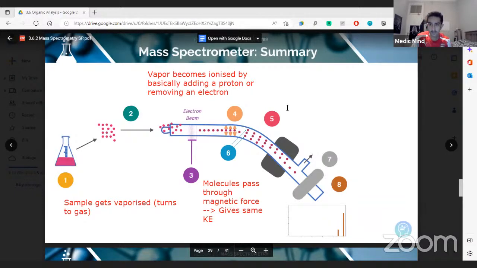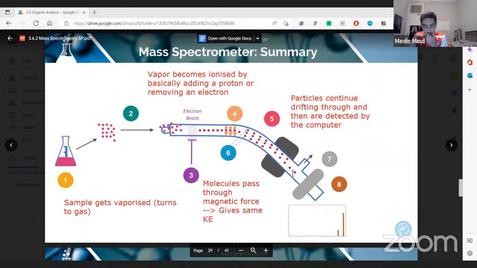And then for the rest of it, they kind of just drift through. Particles continue drifting through and then are detected by the computer. That's the idea. And then the computer generates an image or a graph that will give you the mass spec.